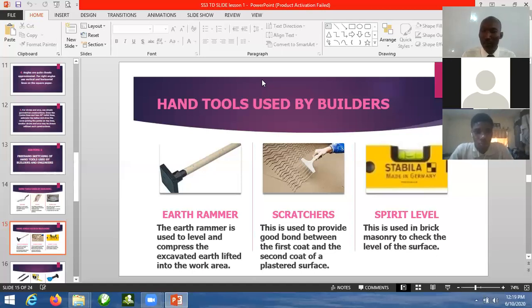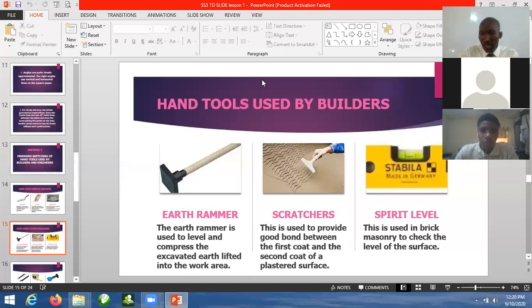Excavated earth will be lifted from somewhere and fill that room. They will fill the floor of that room with excavated earth. Are you listening? Yes, sir. Good. Now, after it has been filled, you know it cannot be level. So you use the rammer. Now you compress the soil, the excavated earth that is moved into that room. You use the rammer to compress the soil so that it can be compacted, it can form a unit. Do you understand now?